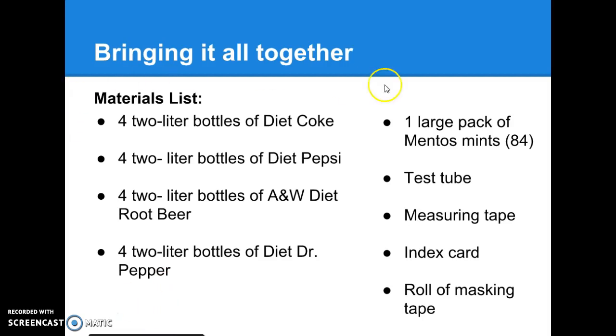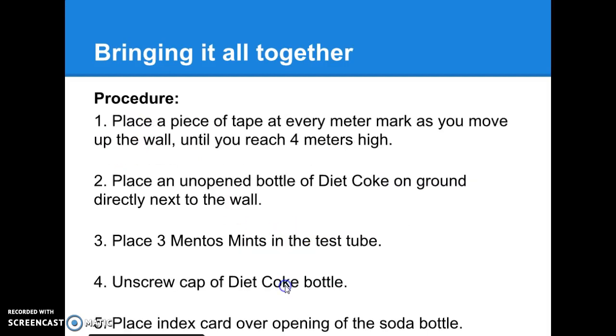Materials list. What do you see? Bulleted. Tells us what we need. Tells us how many we need. That's good. Okay, that is a good materials list. And then you look at your procedure. They all start with action verbs. Place, place, place, unscrew, place.